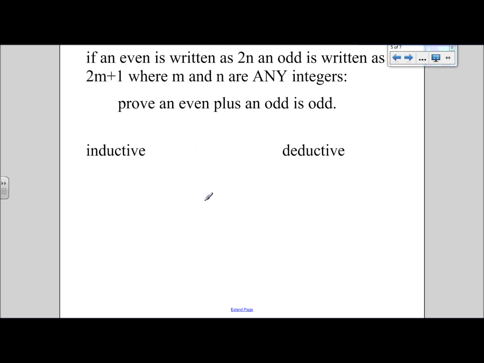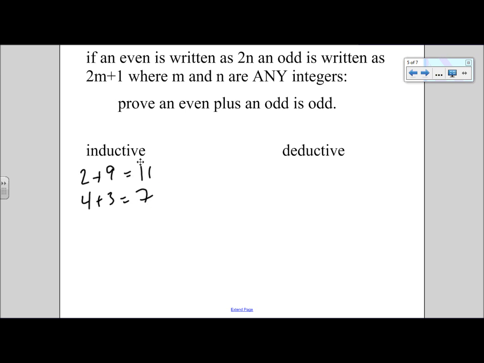So here's an example of deductive reasoning, and we've seen it before. If an even is written as 2n, and an odd is written as 2m plus 1, where m and n are any integers, we're going to prove that an even plus an odd is odd. This is what that would look like inductively. I'd pick any even, 2, plus any odd, 9, and see that it is odd. So we do a couple examples, 4 plus 3 is 7. It looks like it's working out.